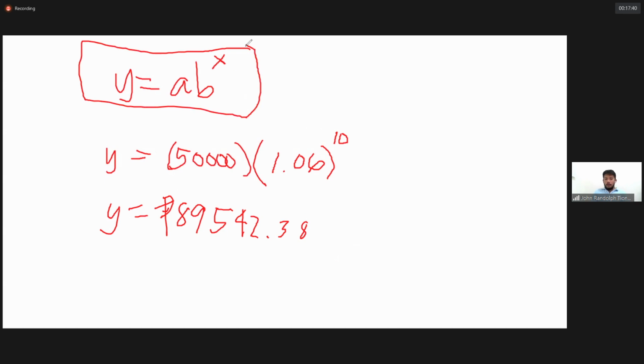A bacteria grows at a rate of 25% each day. There are 500 bacteria today. How many bacteria will there be tomorrow, 1 week from now, and 1 month from now? Okay, so with this type of problem, real life situations, we can calculate the number of bacteria for the next day, for the next week.